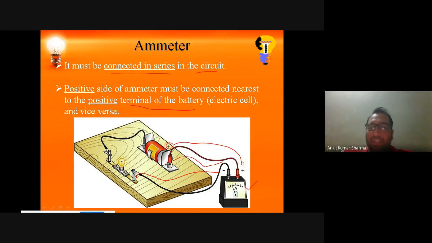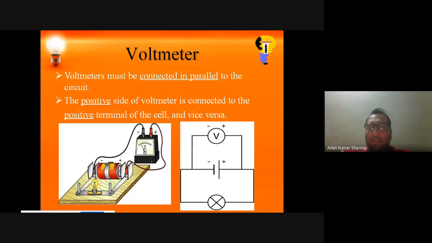अब बैटरी का जो पॉजिटिव एंड है उसको इस एमीटर के पॉजिटिव एंड के साथ ही कनेक्ट करेंगे, ये हमेशा ध्यान में रखेंगे। और दूसरा एंड सर्किट के किसी भी लोड पॉइंट के साथ कनेक्ट कर देंगे। सो ये एमीटर है। If we talk about the voltmeter, then the voltmeter is always connected in parallel in the circuit. Voltmeter must be connected in parallel to the circuit.